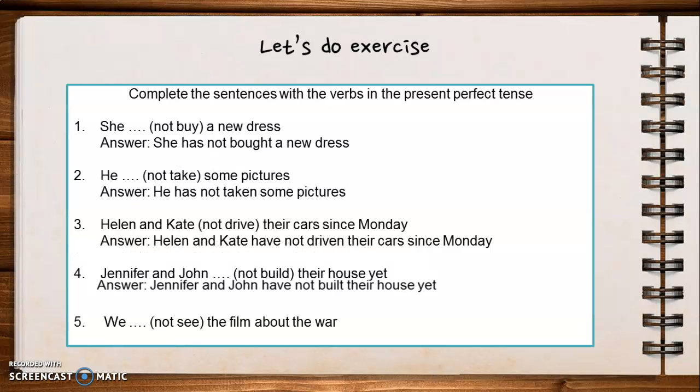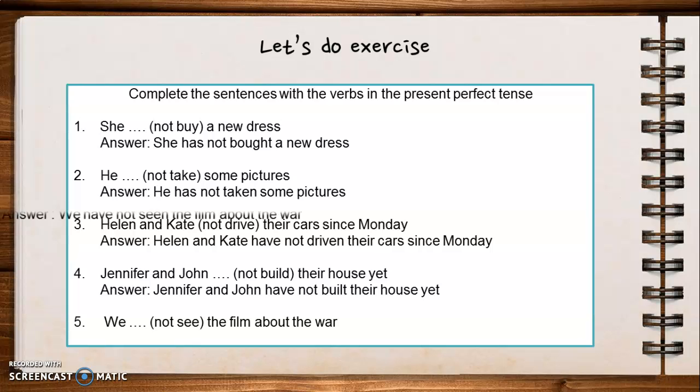Next selanjutnya, Jennifer and John have not built their house yet. Ini seperti number 3. Okay, number 5, we not see the film about the war. So the answer will be, we haven't seen the film about the war.